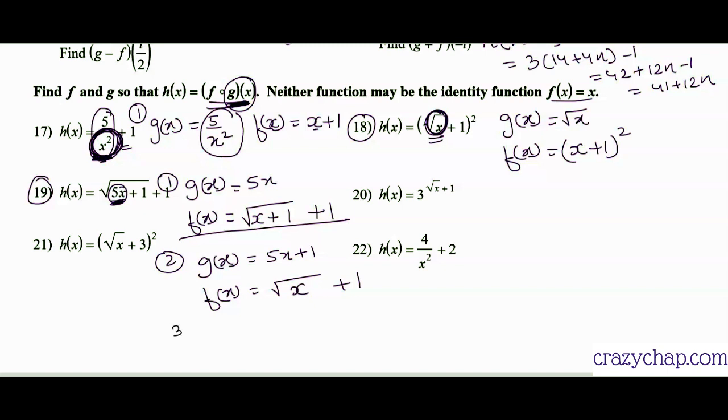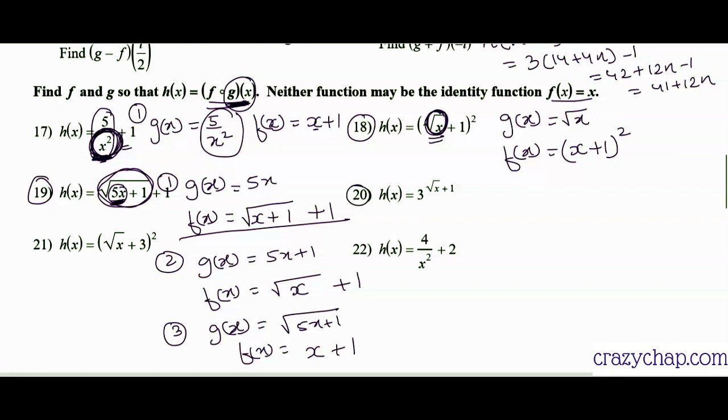A third set of answers could be, if you suppose g(x) as square root of 5x plus 1, this entire thing as g(x), then your f(x) would be, for this entire thing you will write just x, and then plus 1. This could be your third answer for question number 19. All the answers are correct, right? Good. Let's try question number 20.